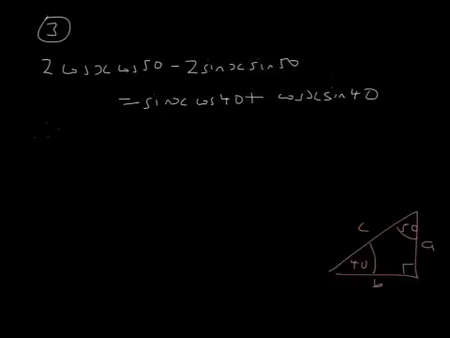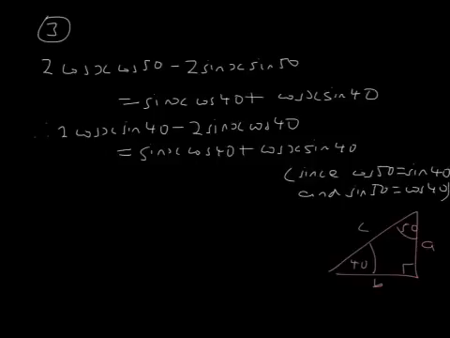So therefore we get 2 cos x sine 40. What about sine 50? The next bit's got a sine 50 in it. Well, sine 50 is opposite over hypotenuse, so that's the same as cos 40. Sine 50 is b over c, cos 40 is b over c. So we can write this as 2 sine x cos 40 equals the right hand side. So let's put the reason in there.